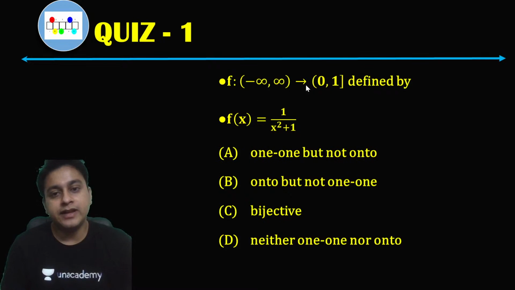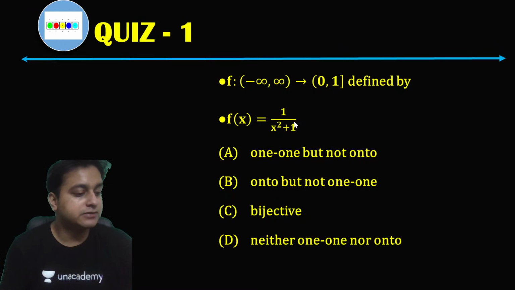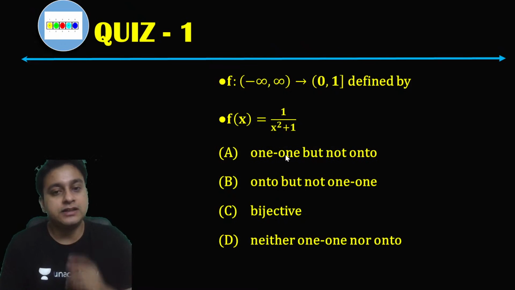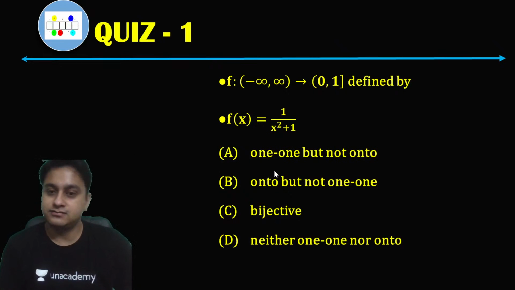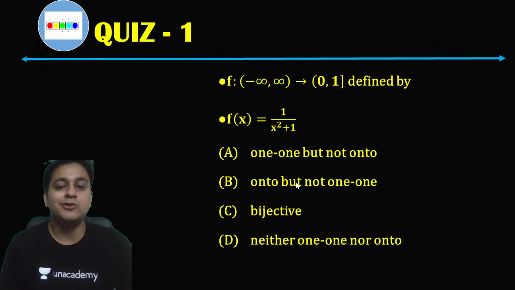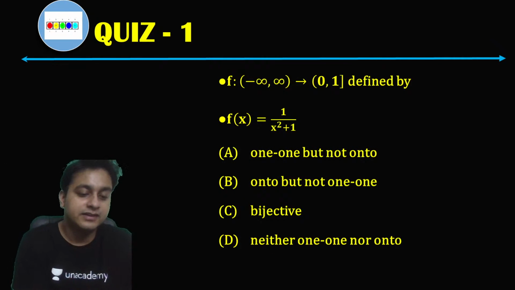So we have been given f of x going from minus infinity to infinity to 0 to 1. This is a function going like that. f of x is given as 1 upon x square plus 1. So we have to find out whether the function is one-one or onto, or it is one-one but not onto, or onto but not one-one. Bijective means one-one and onto, or neither one-one nor onto. Come on, guys, quickly let's do this problem.